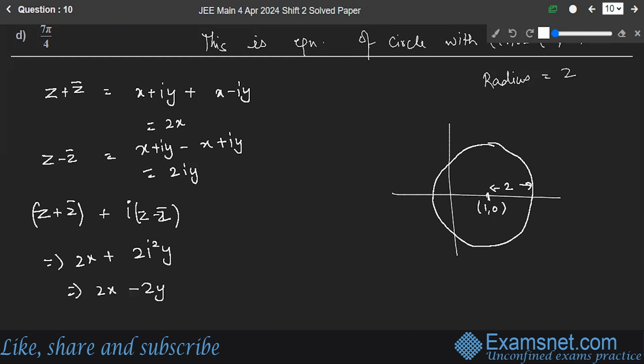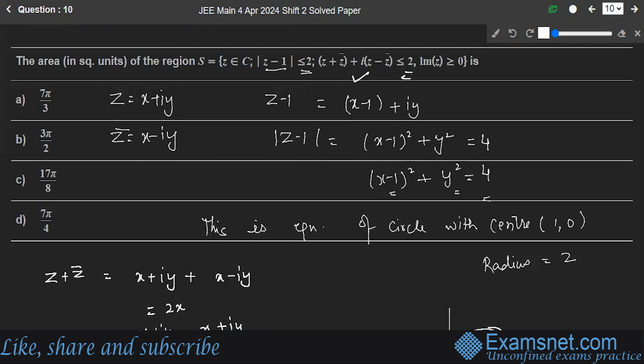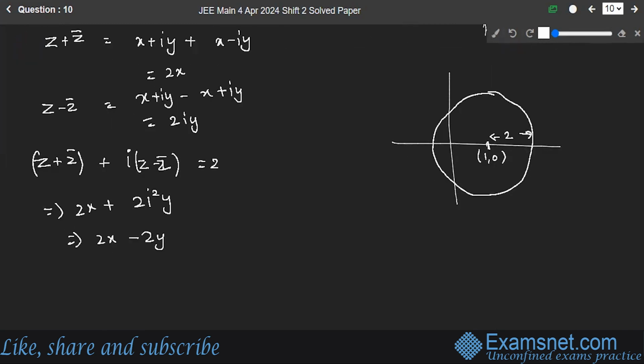which is equal to 2x minus 2y. Now, in the question it is given that this is less than or equal to 2. Again changing inequalities to equalities, let's write it like this only for the time being. x minus y is less than or equal to 1. Or if I change inequalities to equalities, this is the equation of the line which represents x minus y is equal to 1. Now this line, if I plot, will pass through the center of the circle like this, because when x is equal to 1, y will be equal to 0. Okay, this is passing through the center of the circle.